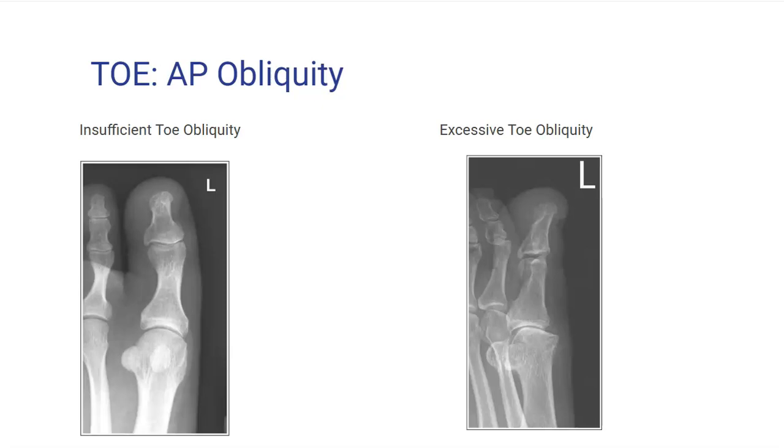This indicates that the toe was not adequately rotated. Conversely, when there is excessive toe obliquity, the soft tissue width is more than twice as thick on one side, and the posterior midshaft of the proximal phalanx will show greater concavity than the anterior aspect. This should indicate to you that the toe was over-rotated beyond that 45 degrees. To ensure proper imaging, you want to adjust that toe rotation to between 30 to 45 degrees with the IR.